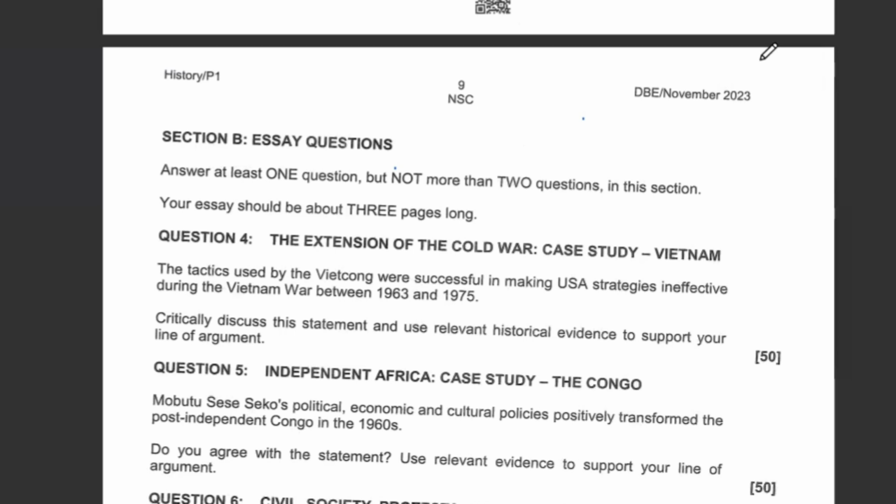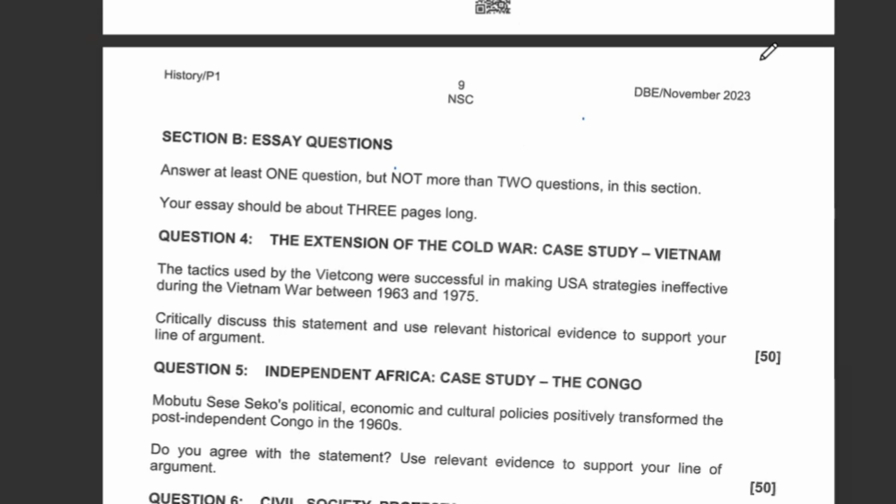This tactic was implemented on the 1st of June, 1964. It's historical evidence. Or if you have statistics of casualties in the war, or statistics of people who died in a particular event in the war, so many civilians were massacred by the bombing by America using the Rolling Thunder operation. That is historical evidence. You are substantiating your explanation by giving tangible evidence, which is historical, to support your explanation. That is the second E in PEEL.